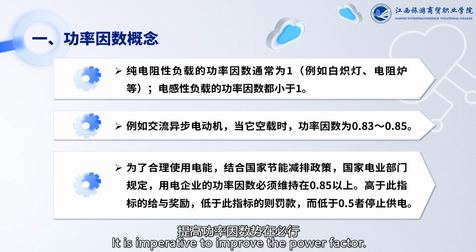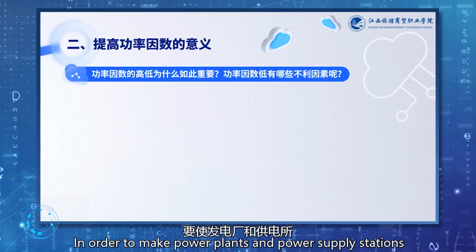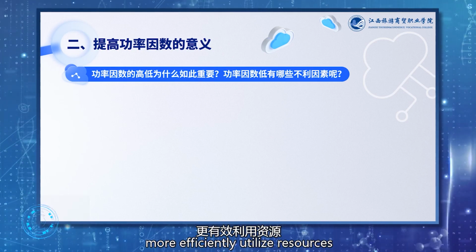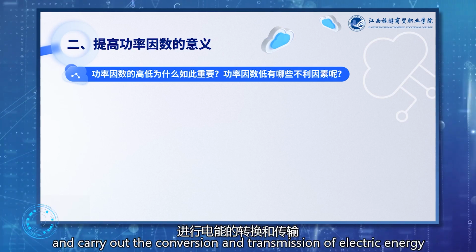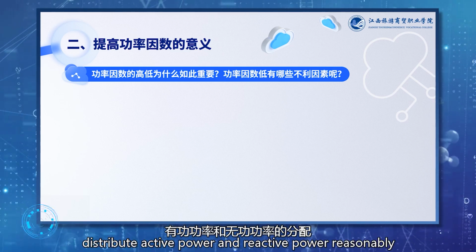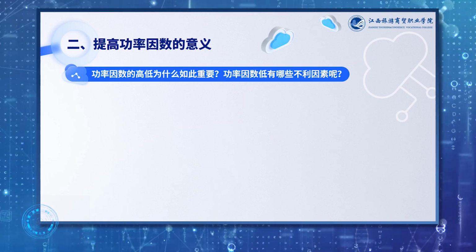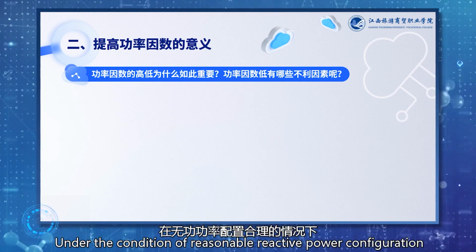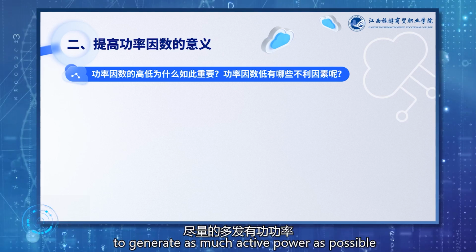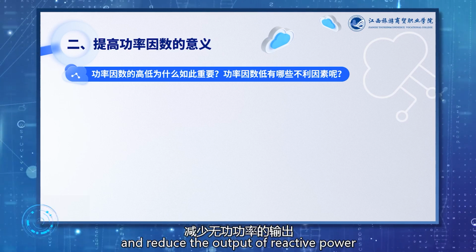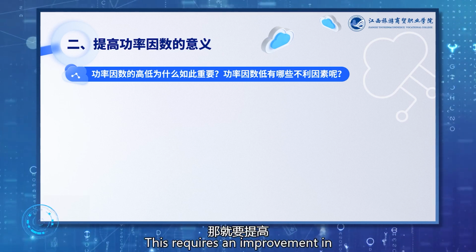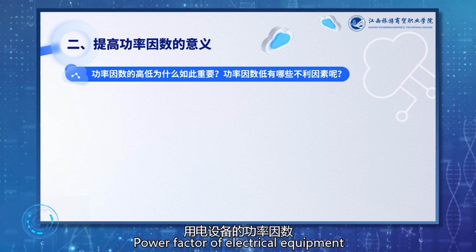Therefore, it is imperative to improve the power factor in order to make power plants and power supply stations more efficiently utilize resources and carry out the conversion and transmission of electrical energy. It is essential to distribute active power and reactive power reasonably. Under the condition of reasonable reactive power configuration, efforts should be made to generate as much active power as possible and reduce the output of reactive power. This requires an improvement in power factor of electrical equipment.